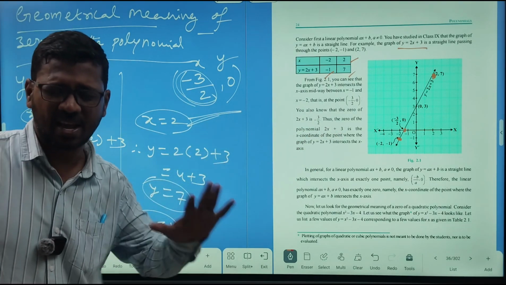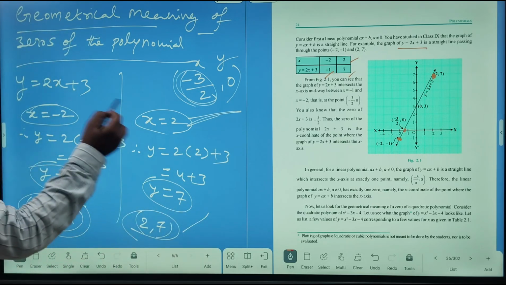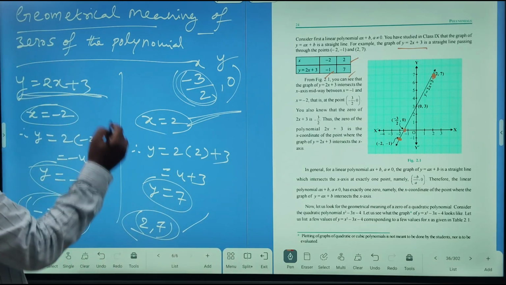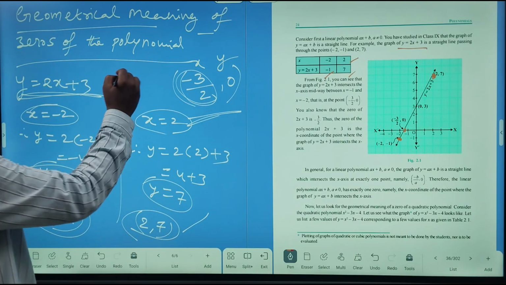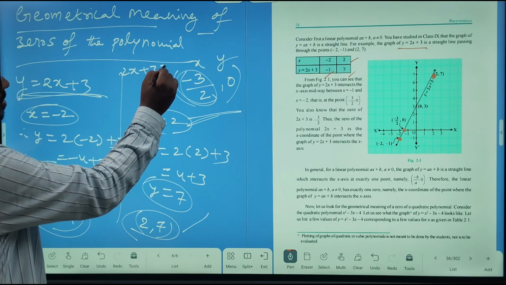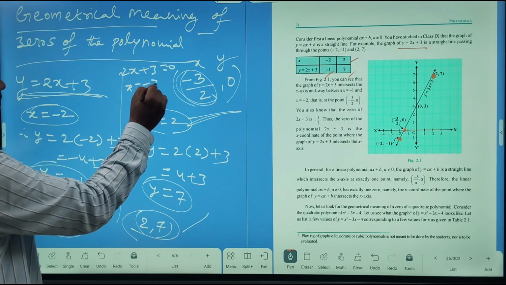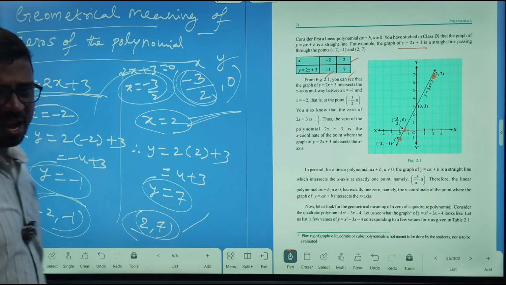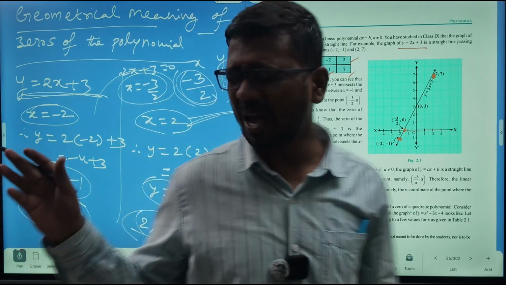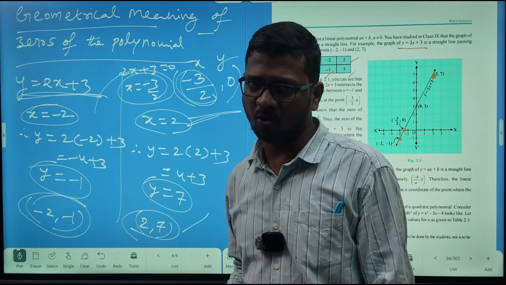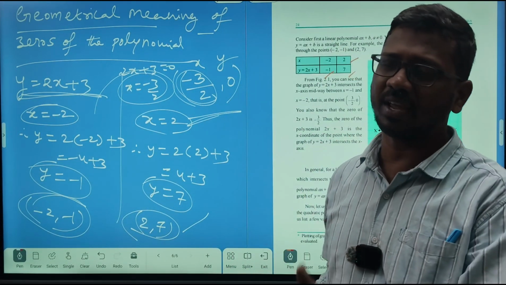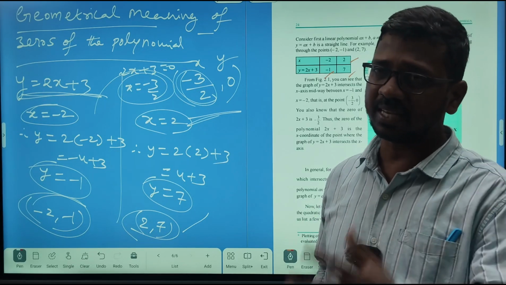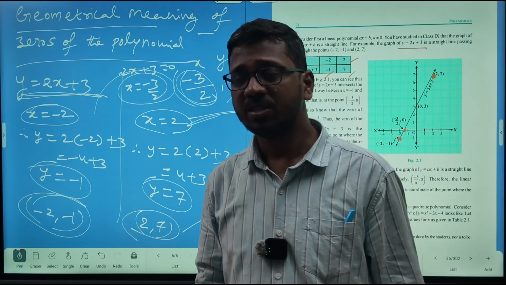Of course, it is graphically. Already we know the zero of this polynomial. If you take 2x plus 3 is equal to 0, then x is equal to what? Minus 3 by 2. By equating 2x plus 3 to 0, you will get the x value minus 3 by 2. It means x equal to minus 3 by 2 is the zero of the polynomial.